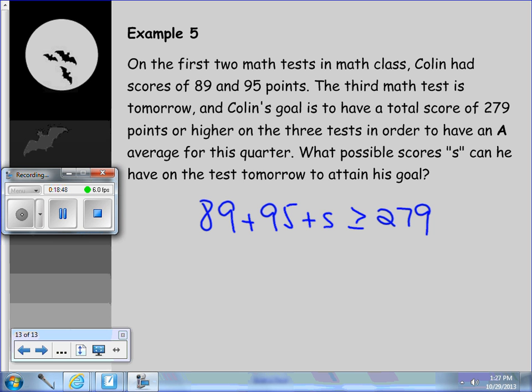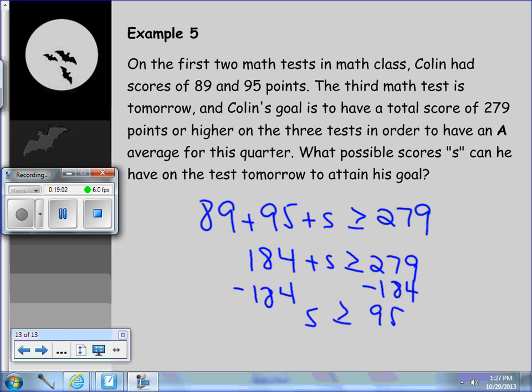Now you'll notice we set up the inequality of 89 plus 95 plus S. Those total math scores need to be greater than or equal to 279. All right, so we now have combined the 2 math tests. 184 plus S needs to be greater than or equal to 279. We subtracted 184, so the score on Colin's last test needs to be greater than or equal to 95.